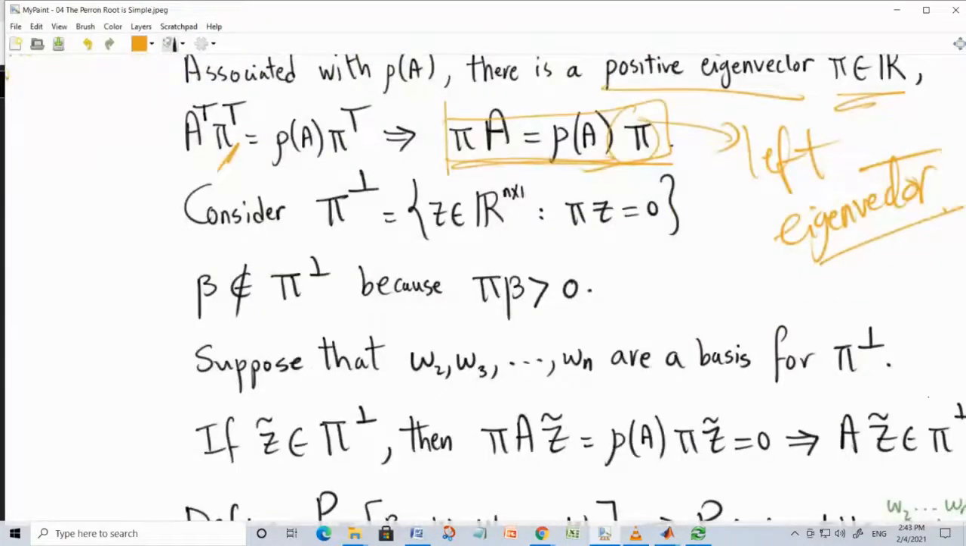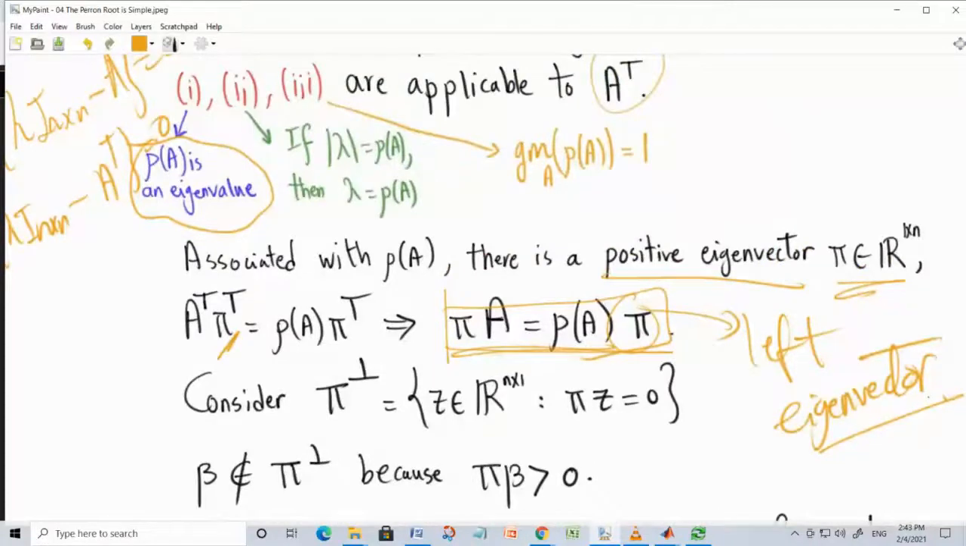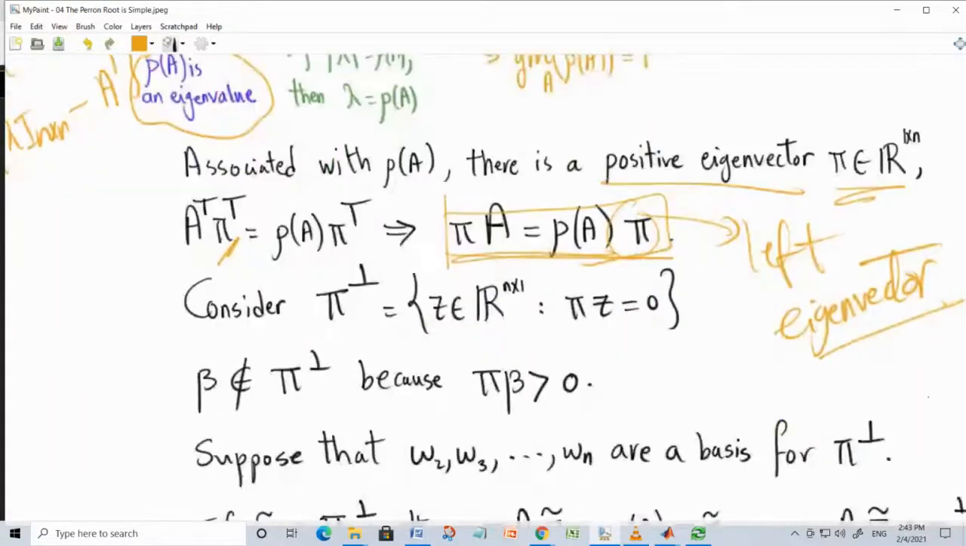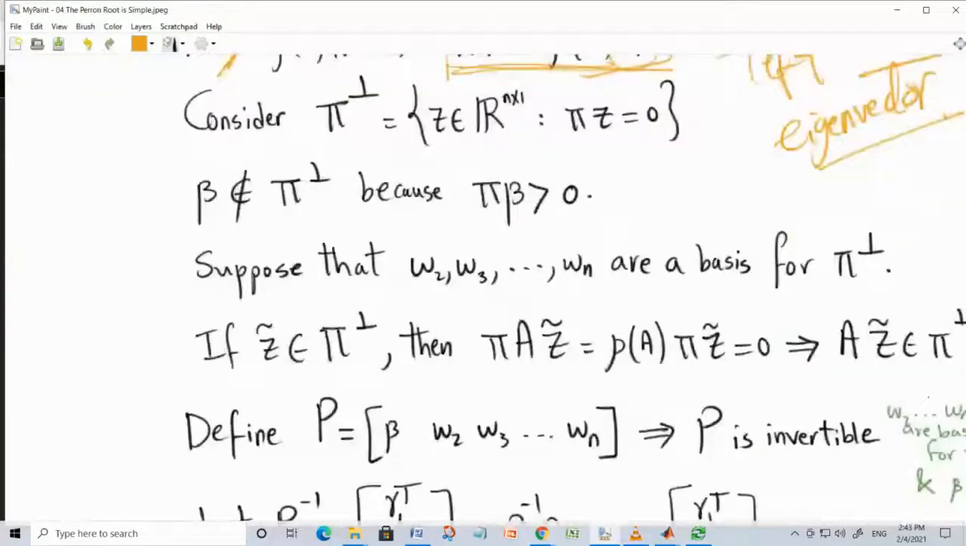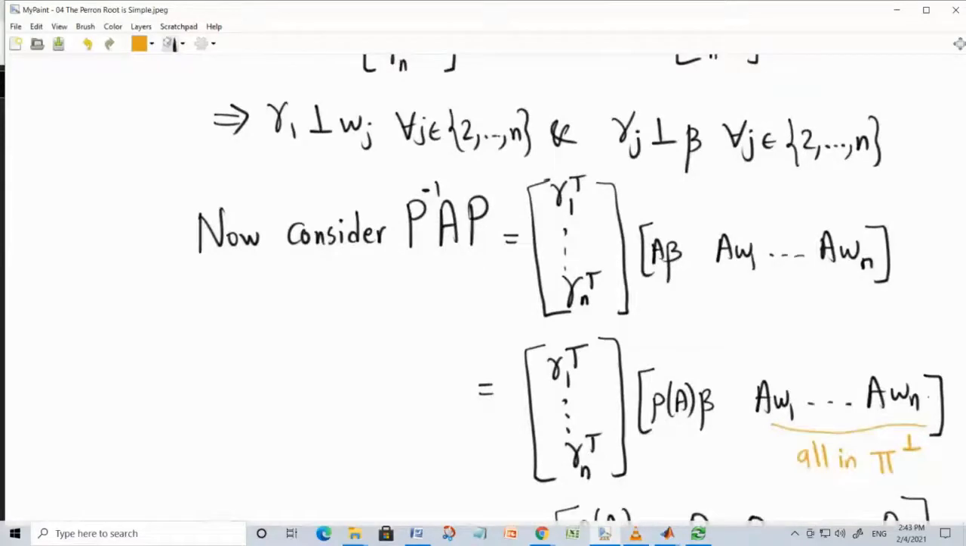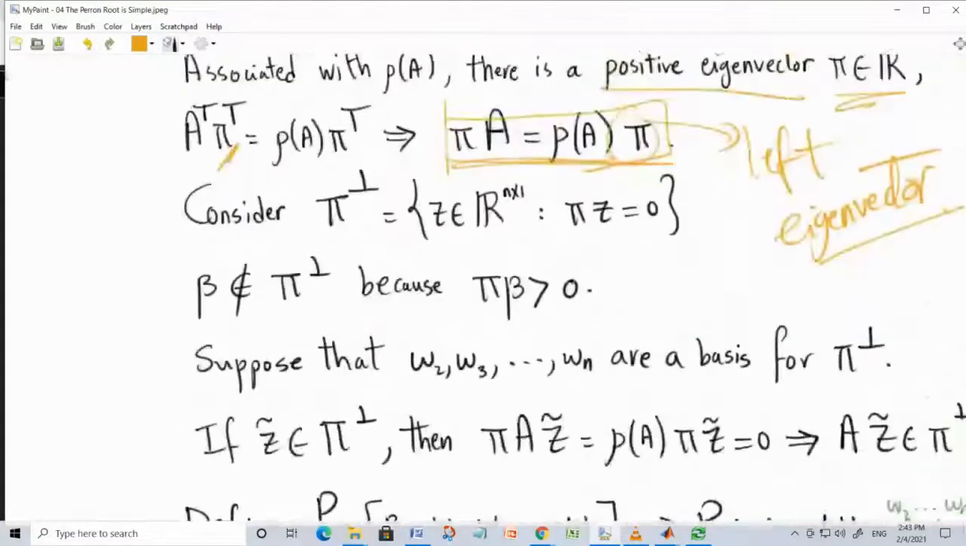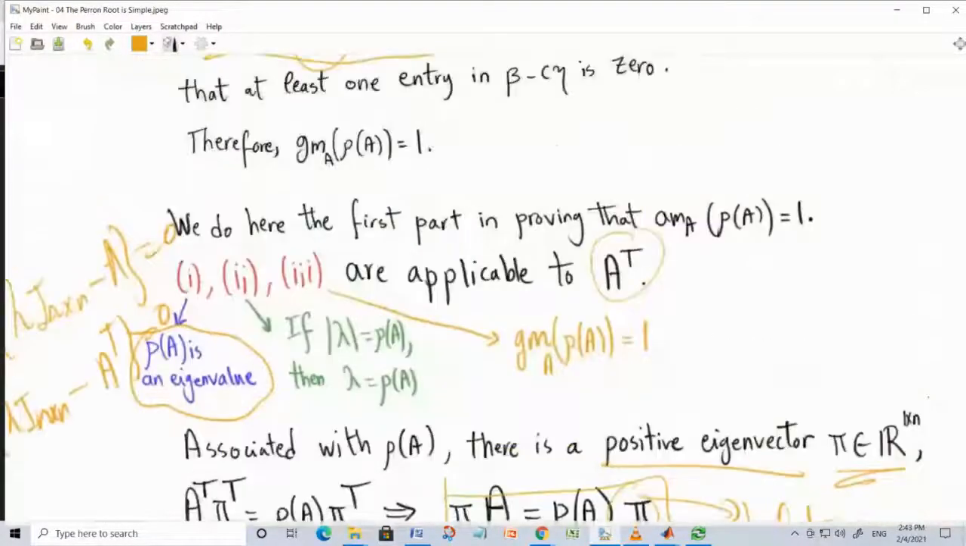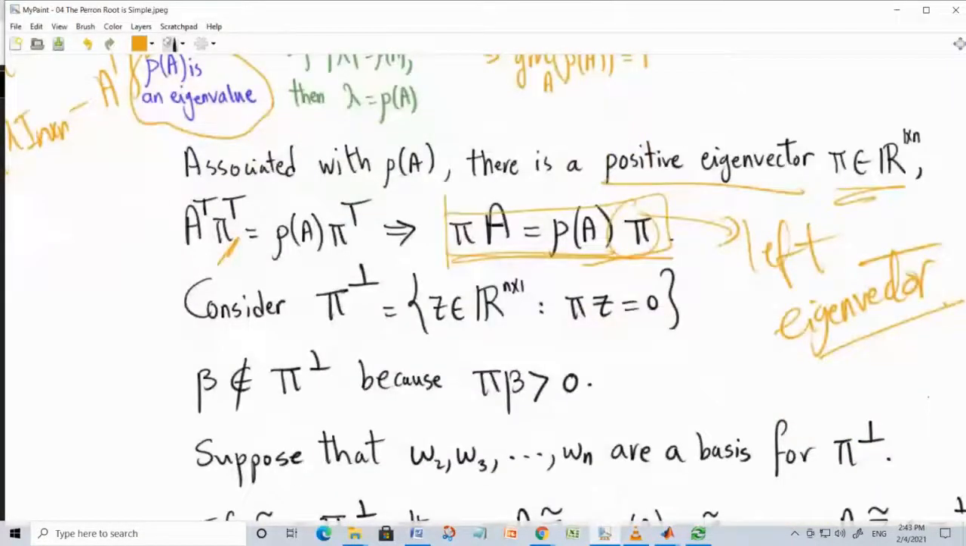Basically, I don't think I have time. I will not continue this proof. This is not even a complete proof. So my conclusion is just keep this in mind: there is a left eigenvector associated with rho of A.